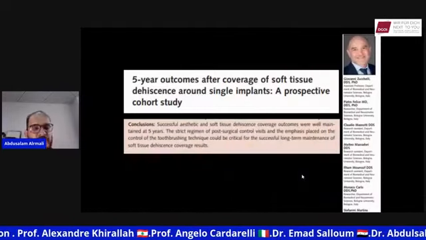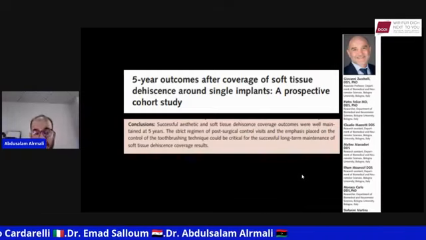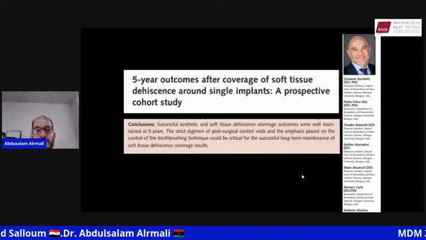And Professor Zucchelli actually has a 5 year outcome after root coverage with coronally advanced flap in a prospective cohort study.